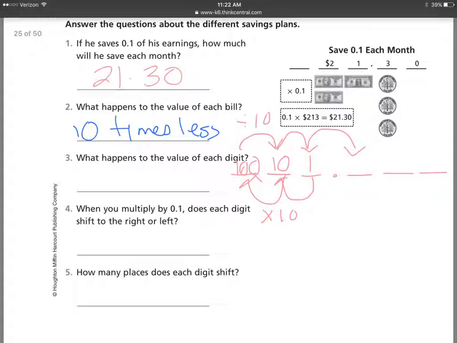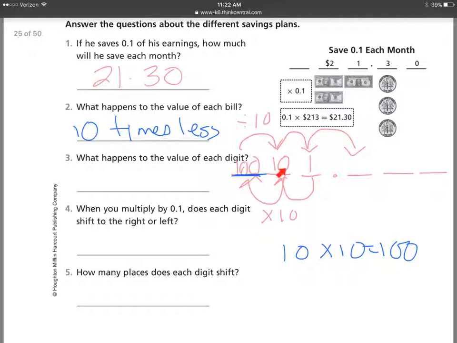And if they were moving 2 spots to the right, then they would be becoming 10 times less twice. 10 times less plus another 10 times less, which is equal to 100 times less. So if we were to move the decimal 2 times, that would make each of these digits 100 times less valuable. In other words, if I went from the 100, moved the decimal twice, I would be moving my 1 from the hundreds place to the ones place. And the difference between 100 and 1 is 100. So it's becoming 100 times less.